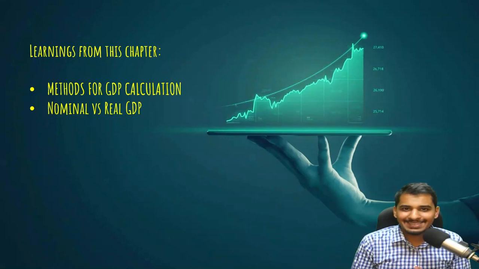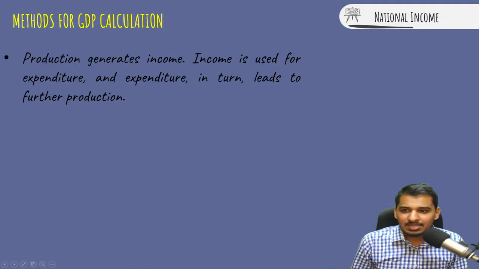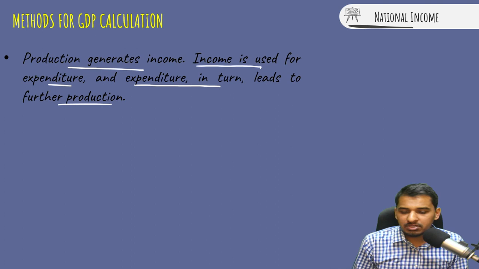Hello students, in this lecture we will be looking at the different methods for calculation of GDP, that is income method, production method, expenditure method, and then we'll be looking at the difference between nominal versus real GDP. So let us start. We should know that there is a cycle: production generates income, income is used for expenditure, and expenditure in turn leads to further production.